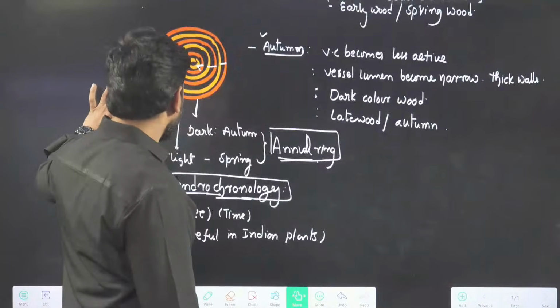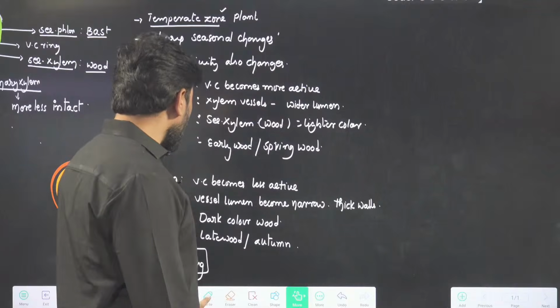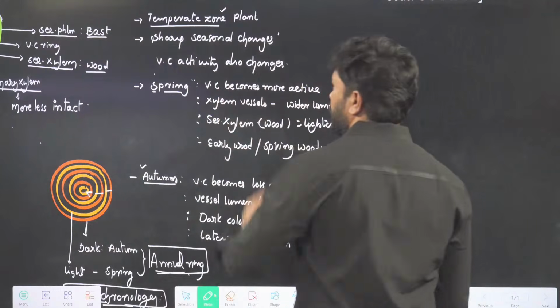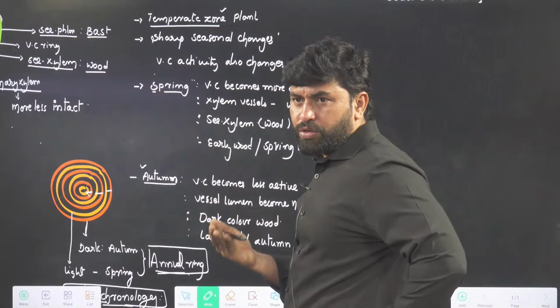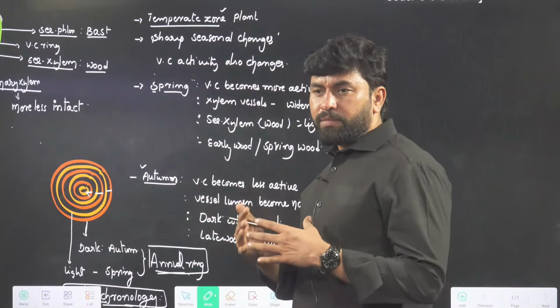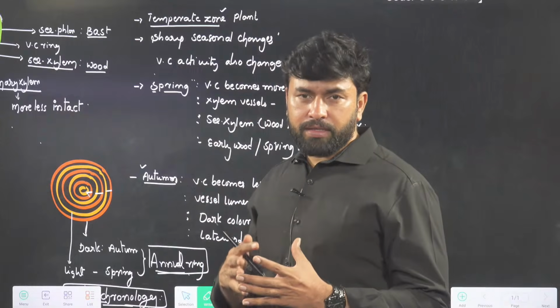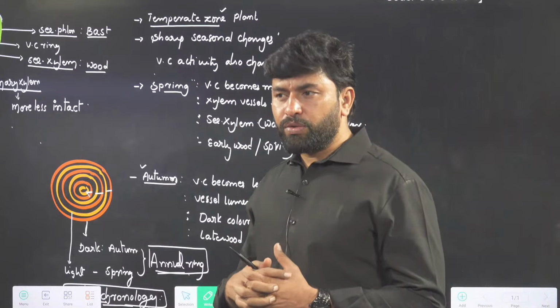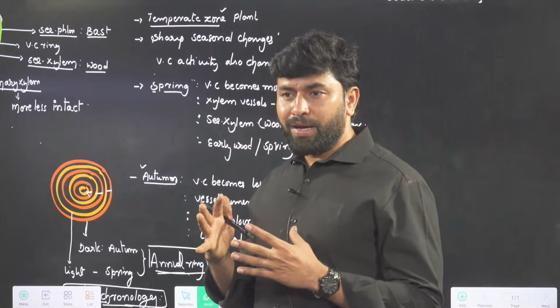Okay, this is one methodology. Next one, based on physiological conditions. You said environmental, then you have taken the plants which are living in the temperate zone. The temperate zone plants, in some part of the year they will grow better, and in some part of the year they cannot grow. So ultimately the temperate zones will produce annual rings.